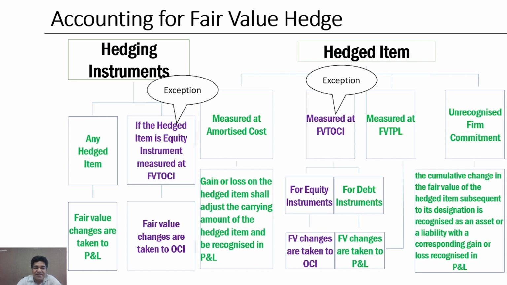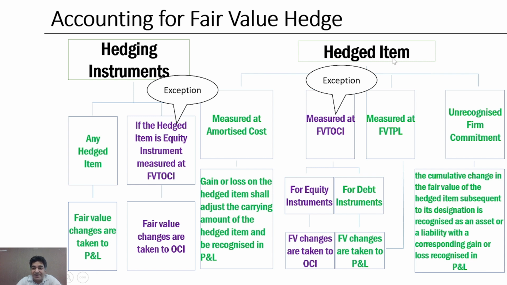account, except where the hedged item is an equity instrument and that too is measured at fair value through OCI. In such a case, only fair value changes will be taken to OCI. So I'm again repeating, all the hedging instruments are measured at fair value. To see the impact of fair value changes, we have to first see what the hedged item is. If the hedged item is an equity instrument measured at fair value through OCI, fair value changes will be taken to OCI. For any other hedged item, fair value changes will be taken to the profit and loss account.